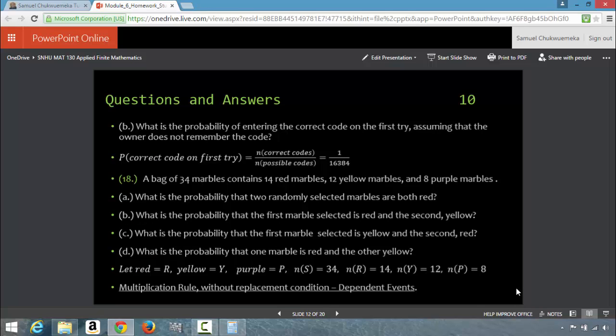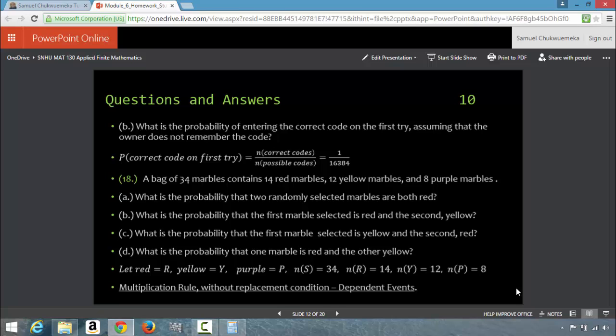Question 18. A bag of 34 marbles contains 14 red marbles, 12 yellow marbles, and 8 purple marbles. A. What is the probability that 2 randomly selected marbles are both red? This is still without replacement. Okay. And some of you might ask me, okay, Mr. C, how do you know which one is without replacement and which one is with replacement? They will tell you in the question. If it's going to be with replacement, they are going to tell you. If they say it's replaced, they will let you know.